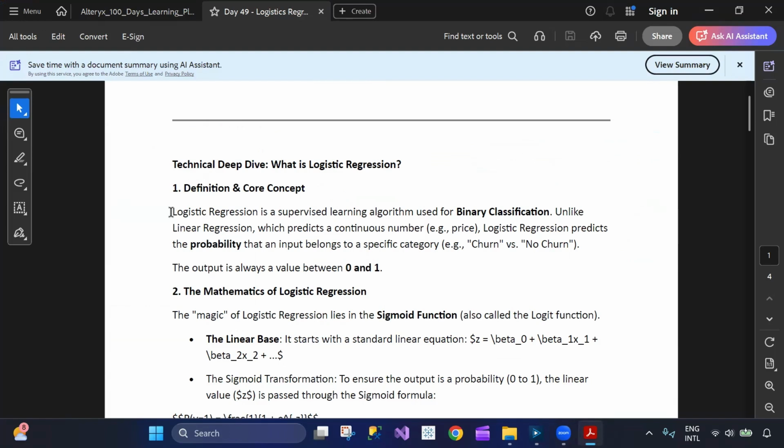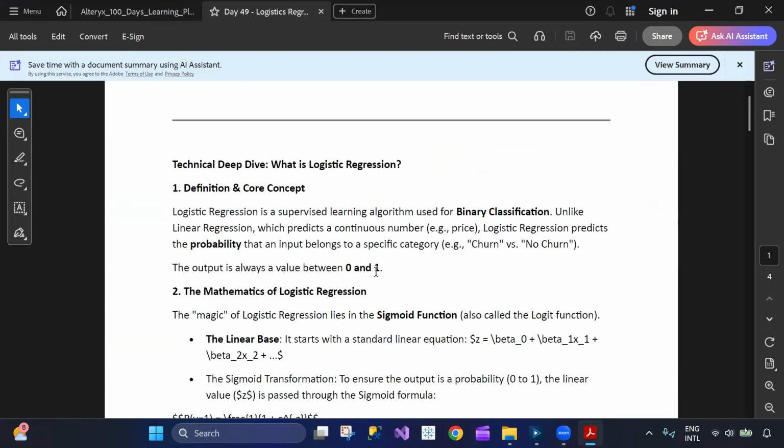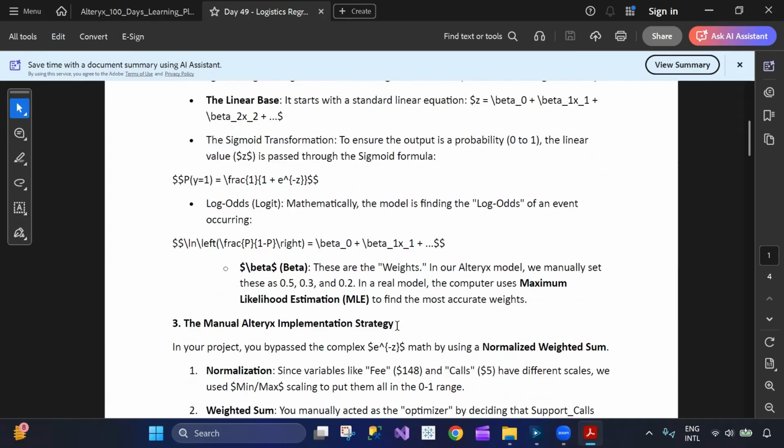What is logistic regression? It is a supervised learning algorithm for binary classification. Unlike linear regression, which predicts a continuous number, like price or revenue, logistic regression predicts the probability that an input belongs to a specific category, for example churn versus not churn. That is, whether the customer is out of the market or in the market, or whether that particular customer is buying the product or not. The output will always be between 0 and 1. And this is the logistic regression formula, which uses a linear base for the calculation.